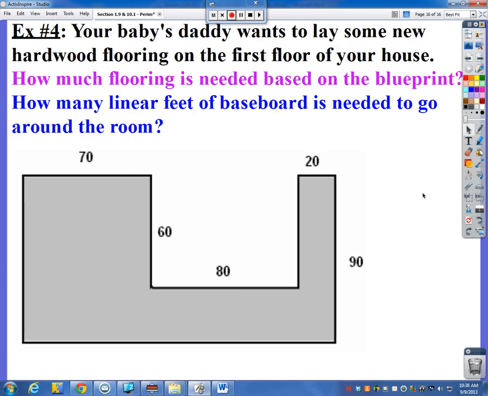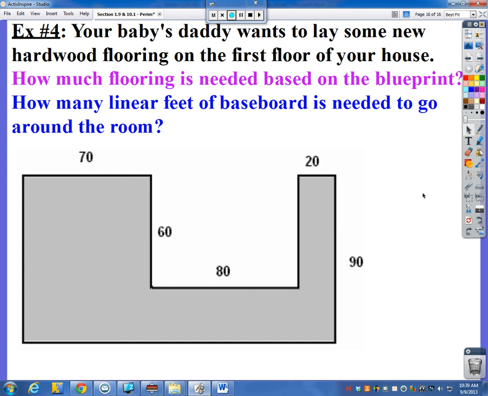And the last example, I'm going to leave this one for you guys to do. There's kind of two parts to it. It says your baby's daddy wants to lay some new hardwood flooring on the first floor of your house. I mean, it's only the nicest thing he could do, right? Besides raise your child, is to make upgrades to your house.